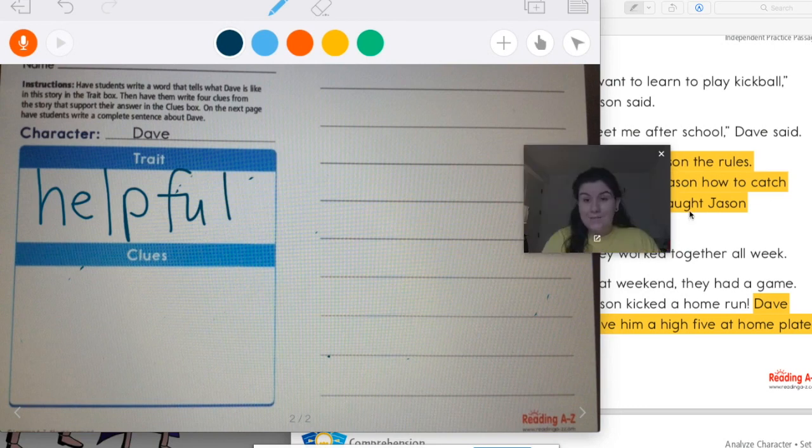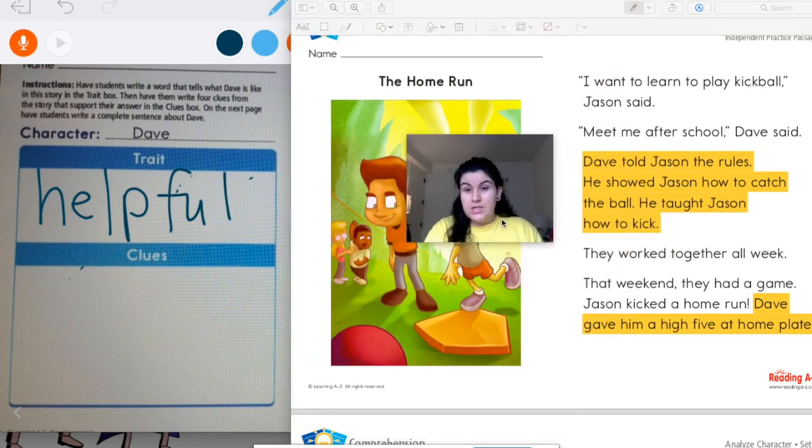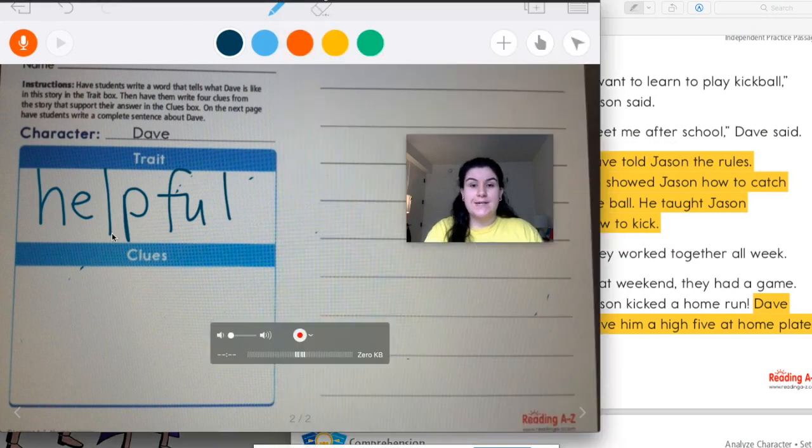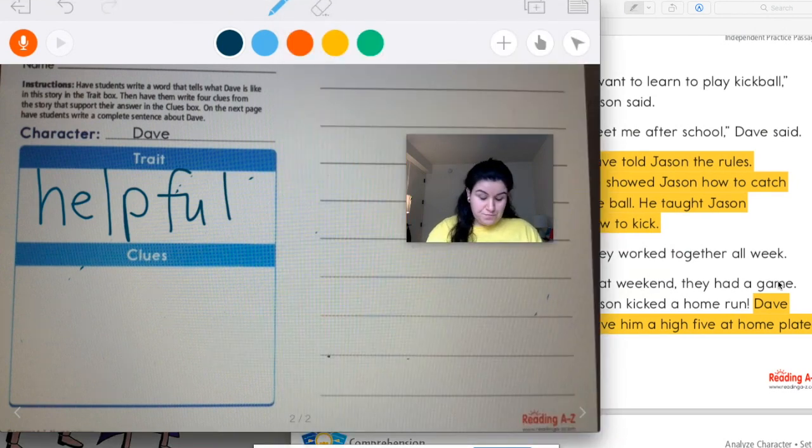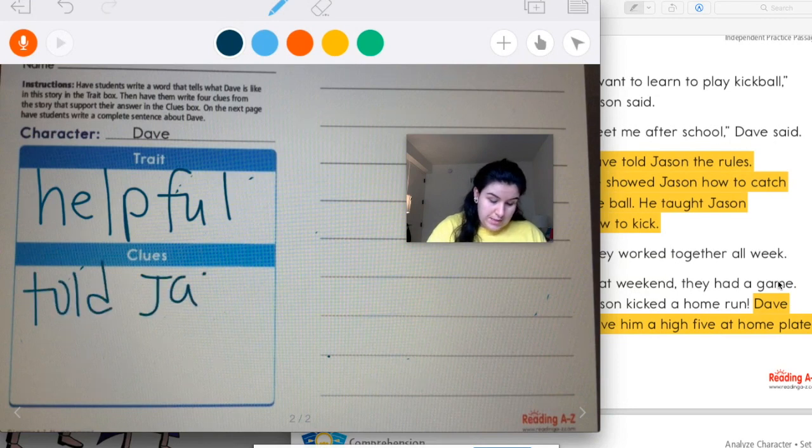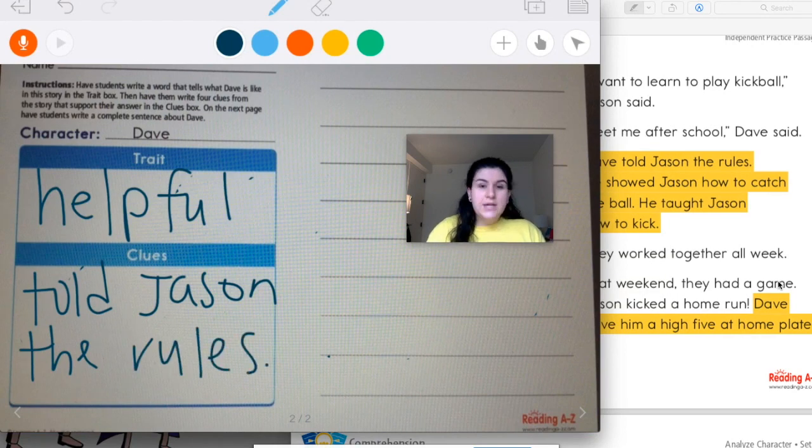And there's a lot of different little examples here, right? He told Jason the rules. He showed Jason how to catch the ball. He taught Jason how to kick. So I can pick one of those. Told Jason the rules. Here's what I want you to do now.